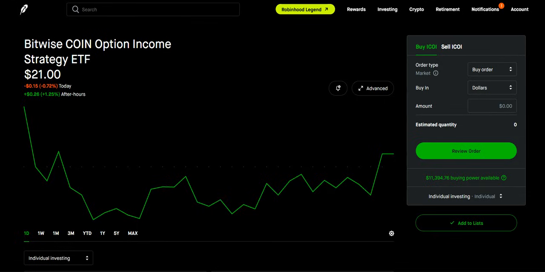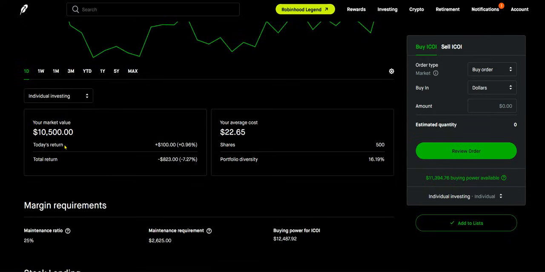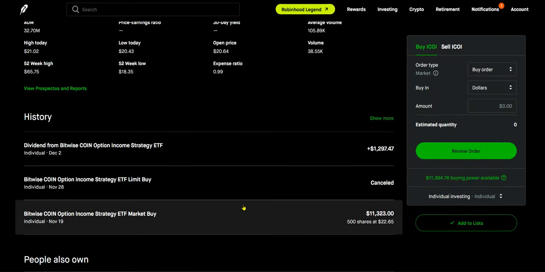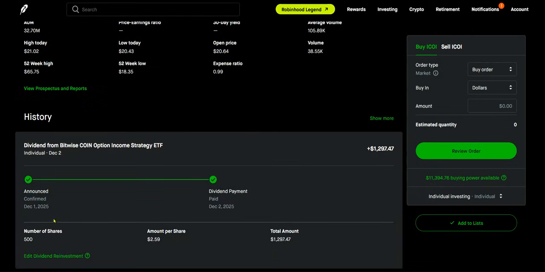It's currently, I don't think it moves over the weekend, so this is probably where it closed Friday. $21 is where it sits. Our market value is at $10,500. We're down $823 in this account. Our average cost is $22.65 for 500 shares. Let's see, I believe we got dividends this past week on this account. Yep. All right, so we had 500 shares at $2.59. That gave us $1,297.47.